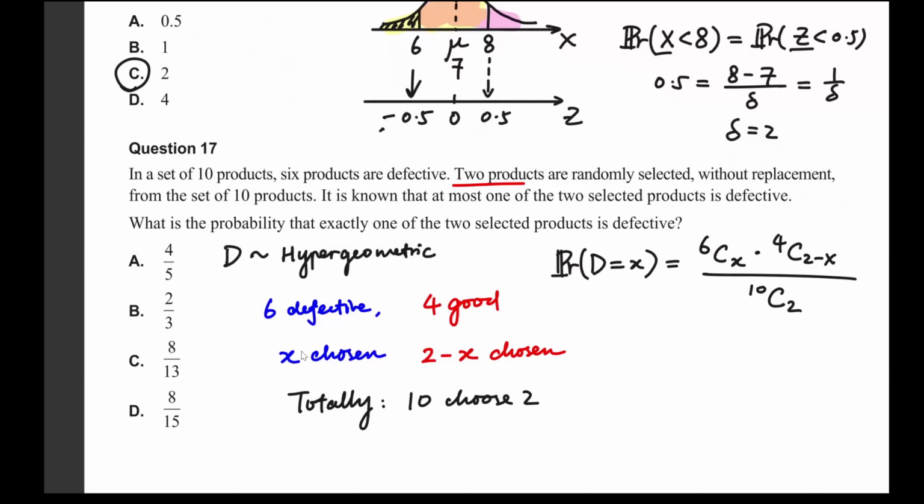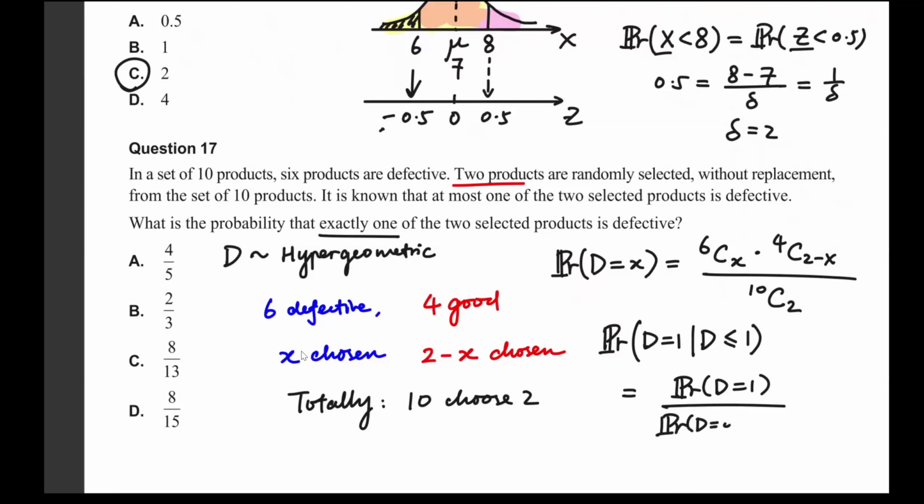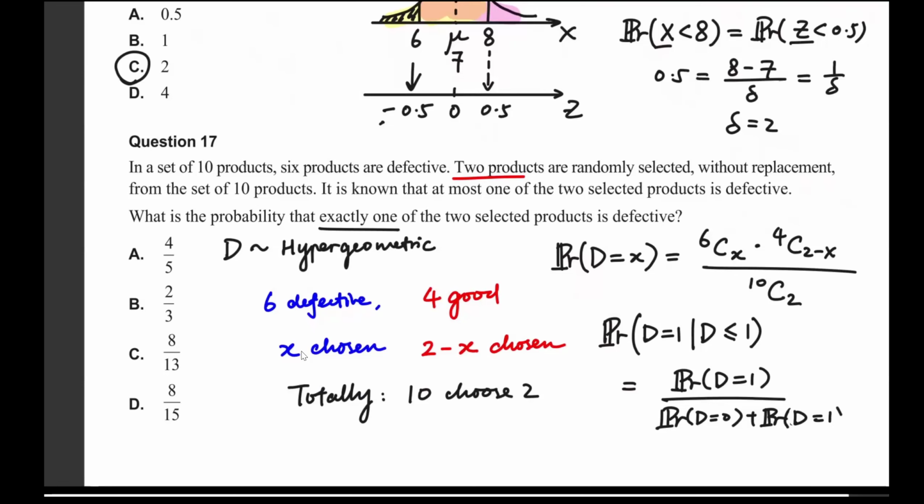And I would like a conditional probability, given that D is less than or equal to 1. And I want exactly D equals 1. So I will get probability D equals 1 divided by probability D equals 0 plus probability D equals 1, something like that. Let's rub that out and write that properly. D equals 1. So that's how I would proceed with this question.